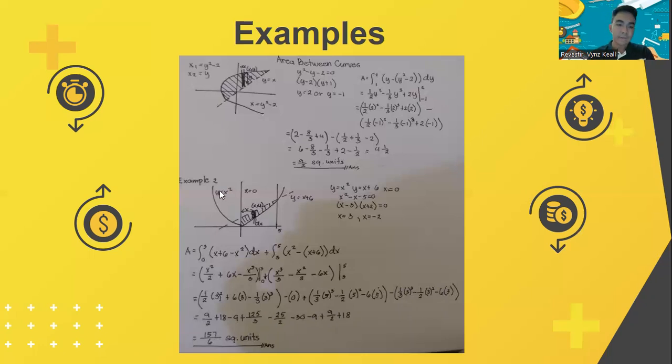And this is the graph. The vertical strip: the distance is x, the thickness is dx, the height is y, and we labeled it as x and y. So x equals 0, and the graph of y equals x squared and y equals x plus 6.